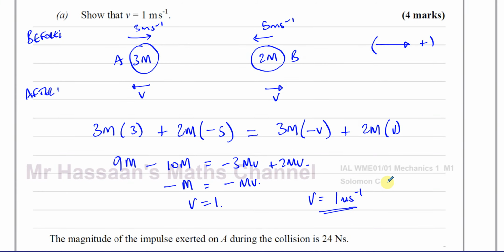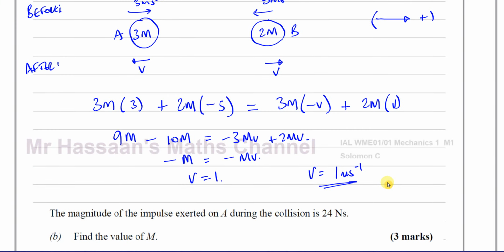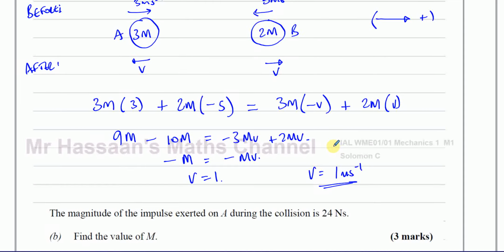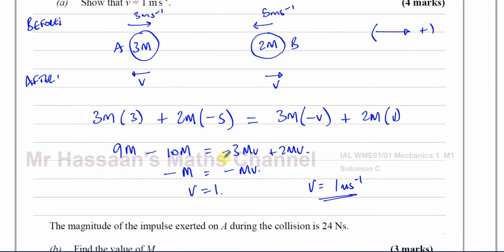Then it says the magnitude of the impulse exerted on A during the collision is 24 Newton seconds. Find the value of the mass m. The impulse exerted on A would be acting in this direction because it's what changed its direction, and this impulse is equal to 24 Newton seconds in terms of its magnitude.